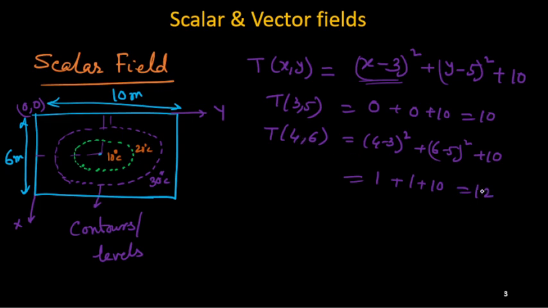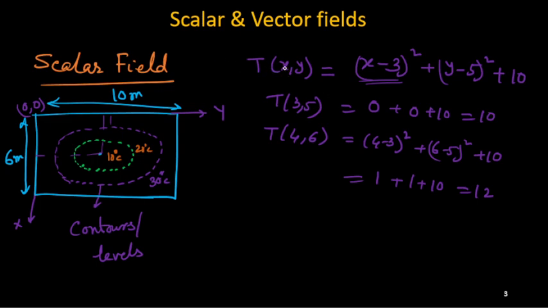So if I connect all the points of temperature 12, then I will get one line. That line is called a constant temperature line. That is a contour plot. Like here I have shown that this green one is the temperature of 20 always, and this one is 30 degrees everywhere. Okay.